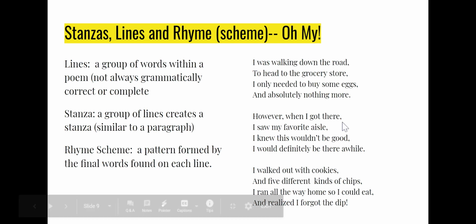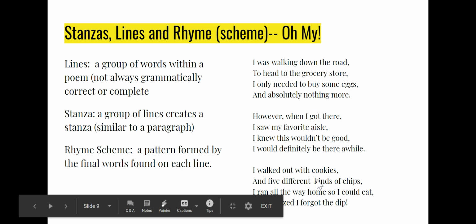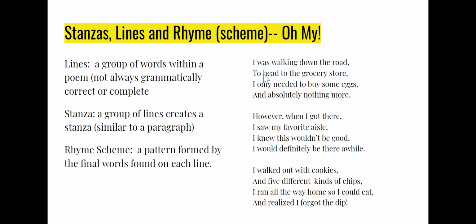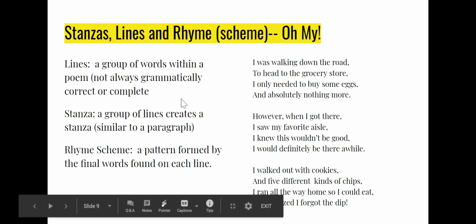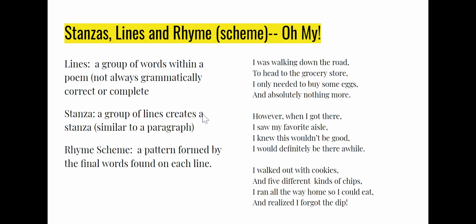Okay, so we now have 4 lines in each stanza, giving us 3 stanzas total, right? So we have 1 stanza here, 1 stanza here, and 1 stanza here. So therefore, we have 12 lines total. It's a little mini math lesson for you. 3 times 4 is 12. So keep in mind that stanzas are very similar to paragraphs, while lines are similar to sentences. However, they are not the same thing.